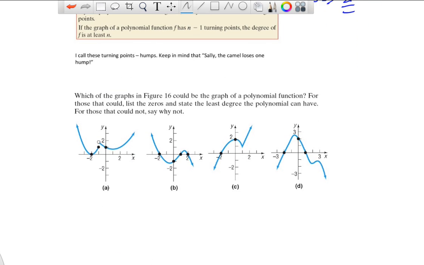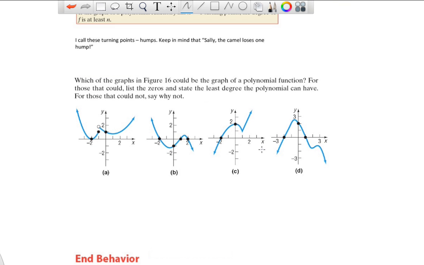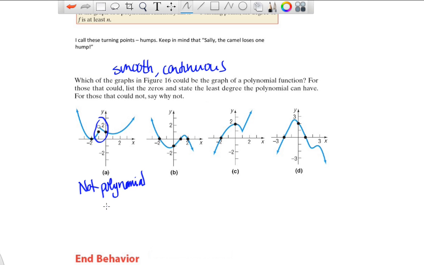So let's see what we have here. Which of those graphs can be the graph of a polynomial function? Then list the zeros and state the degree that the polynomial can have. For those that are not, say why not. So A, is that a polynomial function? Well, that's smooth and continuous. There's a problem right there. Because of this here, we can say this is not a polynomial. Just keep in mind polynomials have to be smooth and continuous. And if it's not a polynomial, you don't have to worry about the degree.